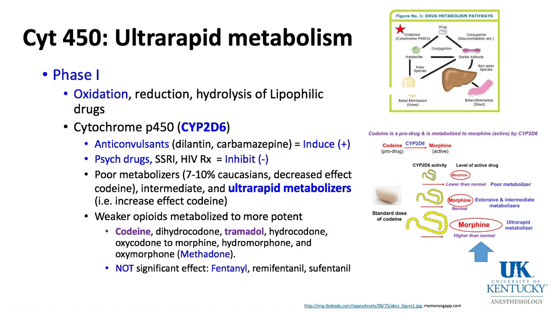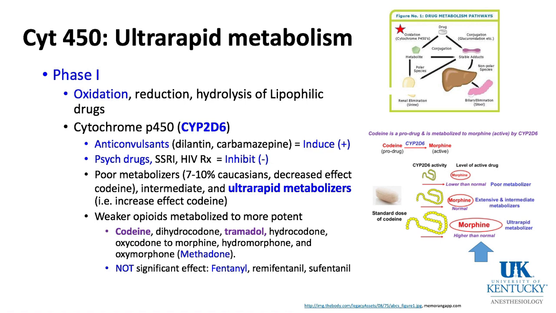The next topic is cytochrome 450 and ultra-rapid metabolism. And let's first talk about phase 1 and phase 2 reactions in the graphic at the top right. And at the red star, you can see a phase 1 or oxidation reaction where a drug administered is metabolized by oxidation or reduction or hydrolysis to something that's polar that can be then excreted rapidly. It's a charged molecule and then can be excreted.